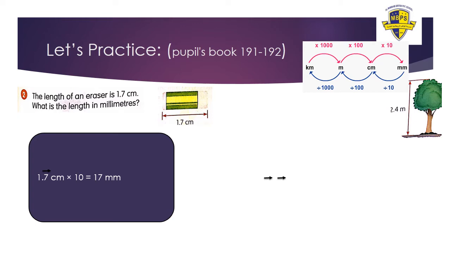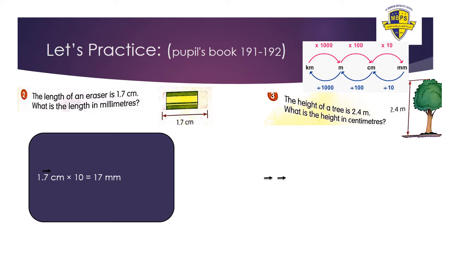When we multiply a decimal by 10, I want to move the decimal point 1 digit to the right. So here the decimal point is between 1 and 7, move it 1 place to the right, it will be after 7. So 1, 7, then the dot, 0. This means we don't have a decimal, so this is 17 millimeters. Excellent. The second example.